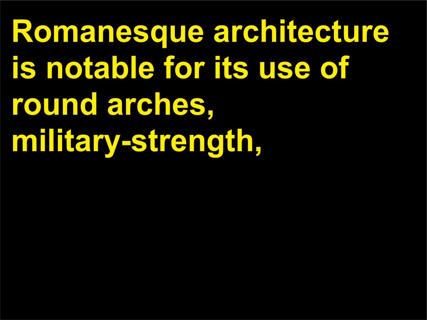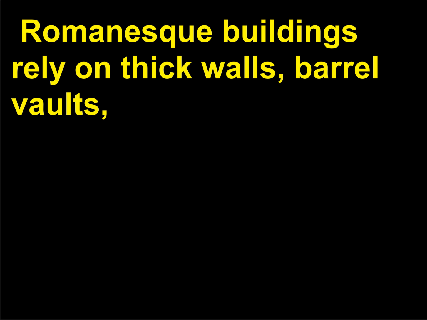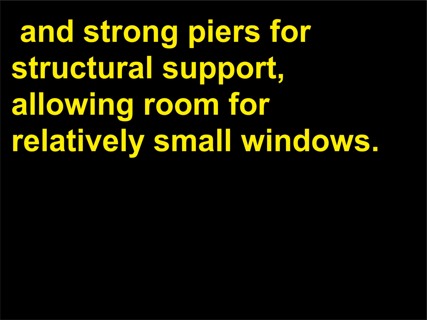Romanesque architecture is notable for its use of round arches, military strength, and exterior architectural sculpture, the latter having fallen out of favor in Europe during earlier centuries. Romanesque buildings rely on thick walls, barrel vaults, and strong piers for structural support, allowing room for relatively small windows.